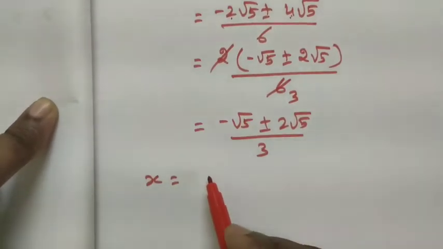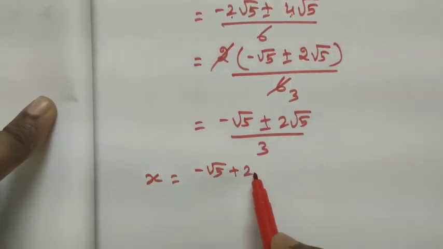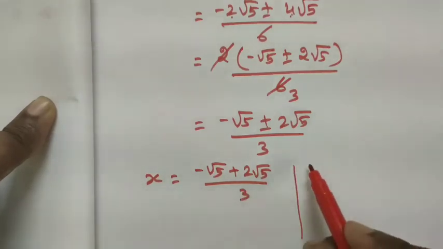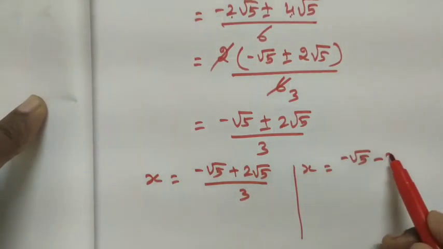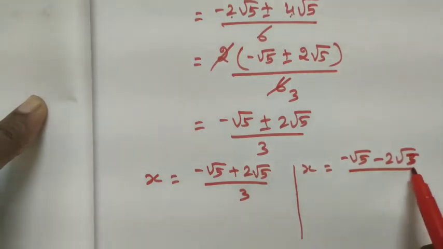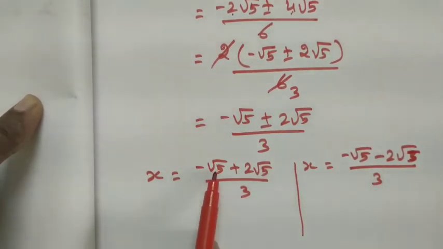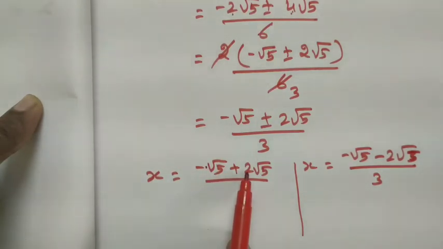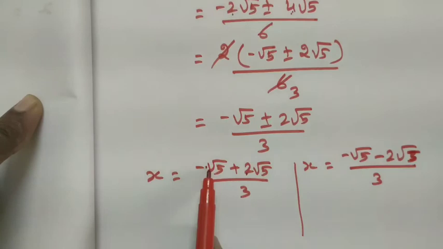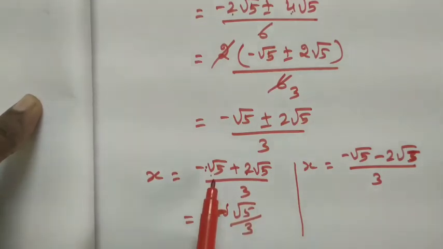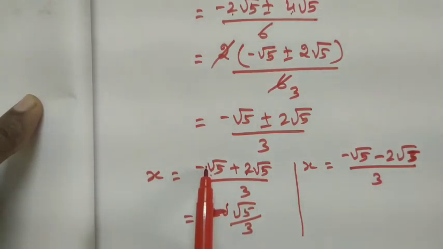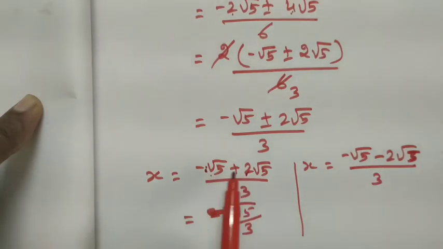So x equal to (minus root 5 plus 2 root 5) divided by 3. Another one is x equal to (minus root 5 minus 2 root 5) divided by 3. See here, we have 1 root 5 and here we have 2 root 5. Minus 1 root 5 plus 2 root 5: when we subtract, 2 minus 1 is 1. So 1 root 5 divided by 3.